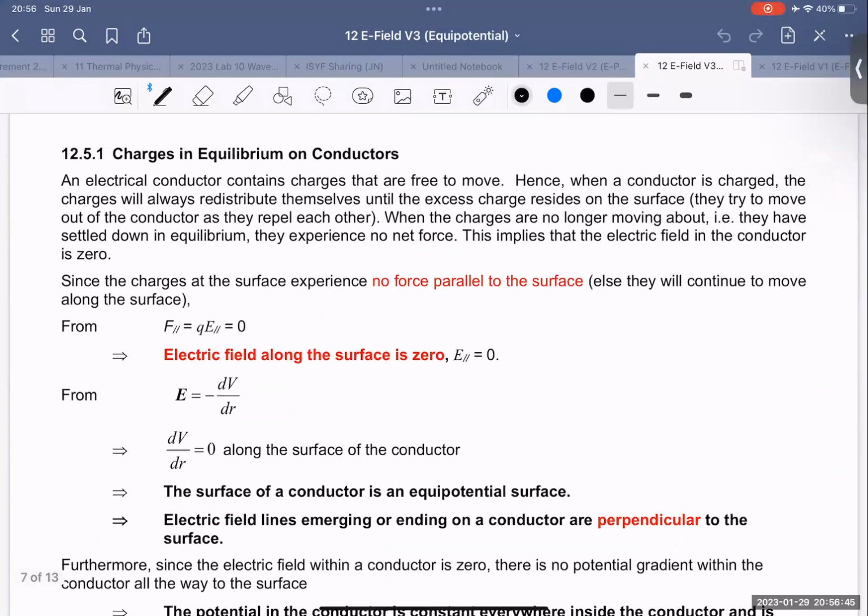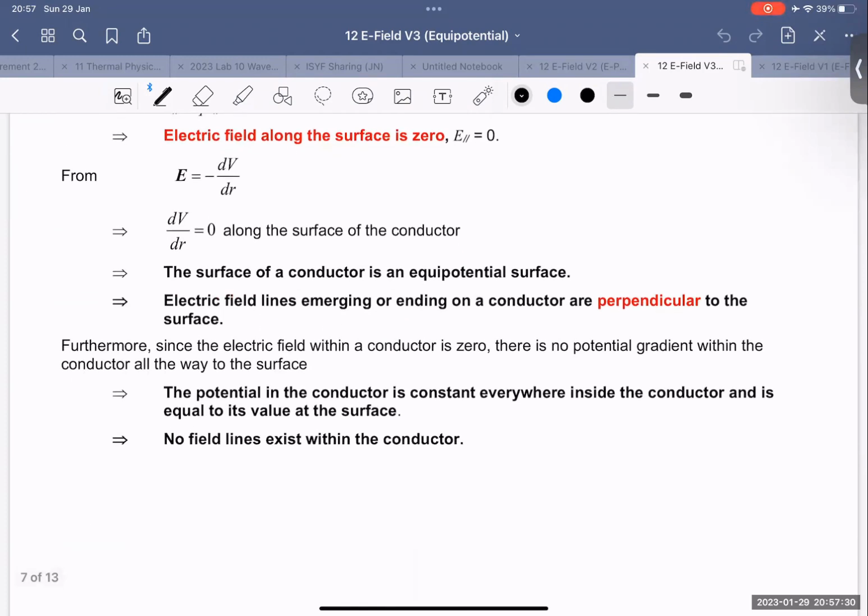Charges in equilibrium on conductors. An electrical conductor contains charges that are free to move. Hence, when a conductor is charged, the charges will always redistribute themselves until the excess charge resides on the surface. When the charges are no longer moving about, they have settled down in equilibrium, meaning they experience no net force. This implies that the electric field in the conductor is zero. Since the charges at the surface experience no force parallel to the surface, the electric field along the surface is zero. So we say that the surface of a conductor is an equipotential surface.